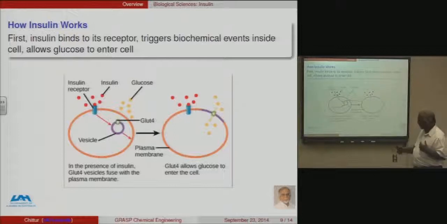This is a good cartoon about how insulin actually works. Insulin binds to something called an insulin receptor on the surface of the cell. That triggers a bunch of events inside the cell and results in ultimately transport of glucose into the cell.